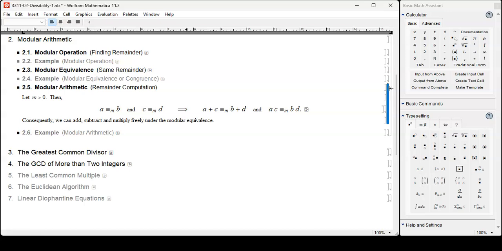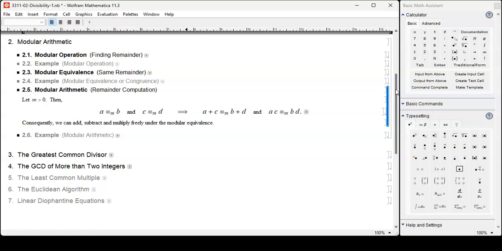Next topic, modular arithmetic. Here it comes, the title of this section. That's going to be the main role. Okay, here we go. If a and b are congruent and c and d are congruent, then the congruence preserves the addition and also the multiplication. In short, as far as the addition and multiplication are concerned, this congruence works just like the equality.